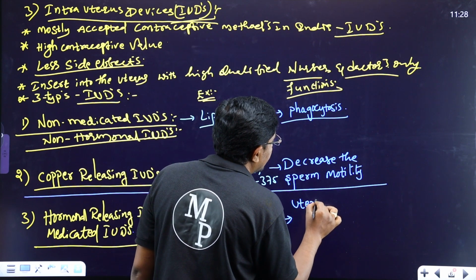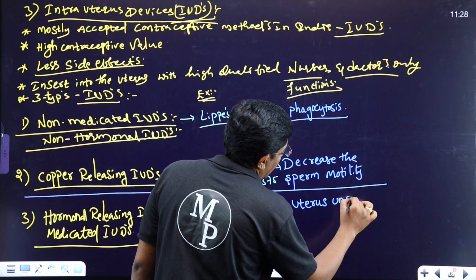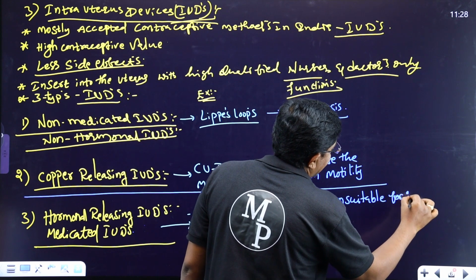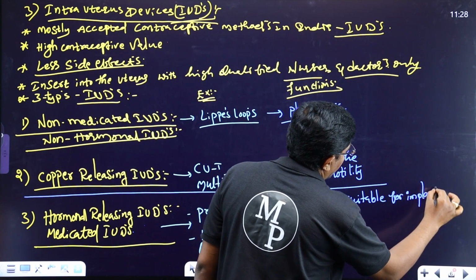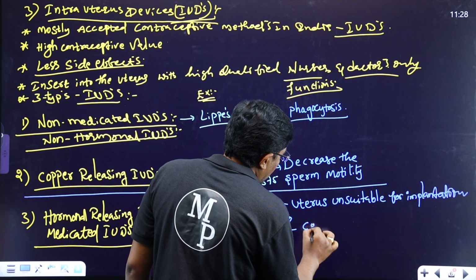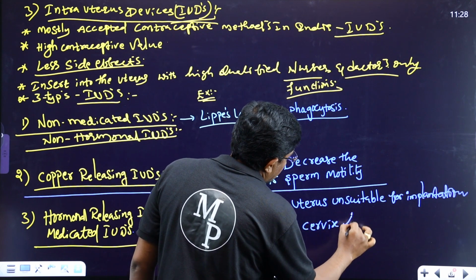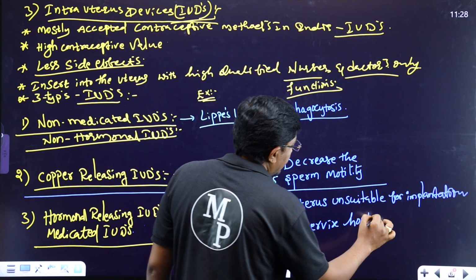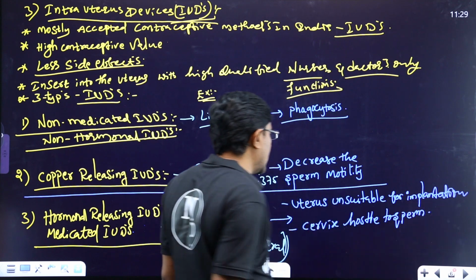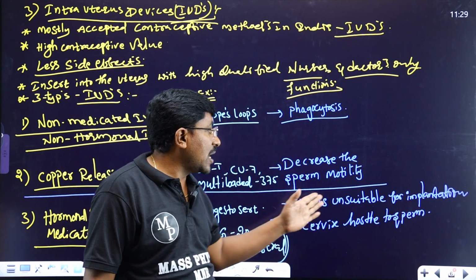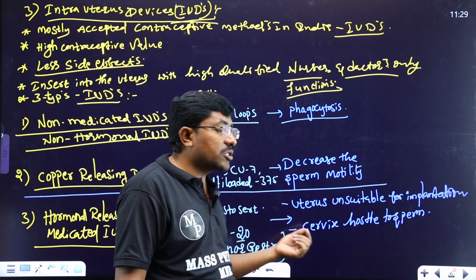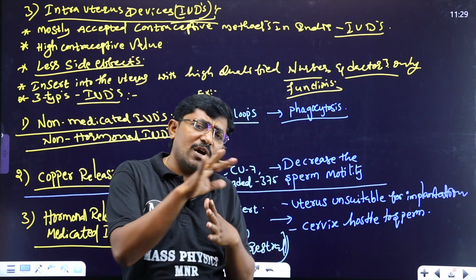Uterus unsuitable for implantation, it is one. And cervix hostile to sperm. So these are the functions. Uterus unsuitable for implantation means these hormonal IUDs make the uterus unfit for implantation even after conception.